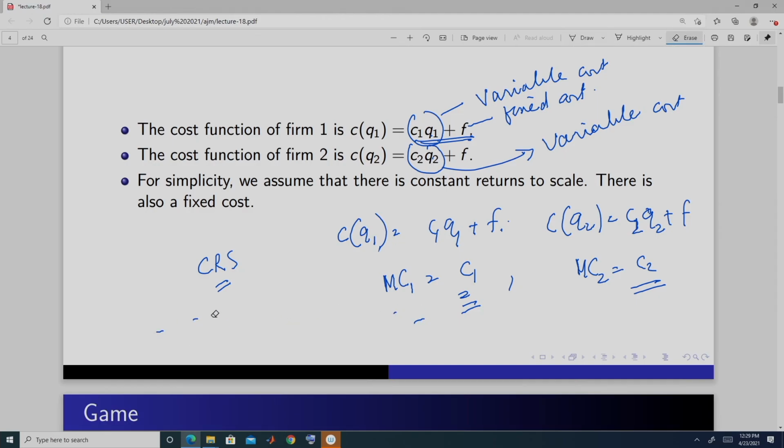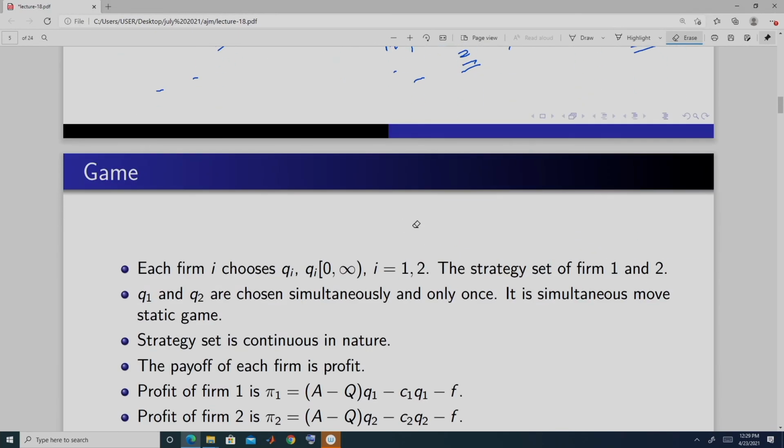So, we have got this specification of cost of each farm. Okay. Now, let us talk about the game. Here, each farm chooses Qi, farm i being 1 and 2, and they can choose Q from the range 0 to infinity, infinity not included.